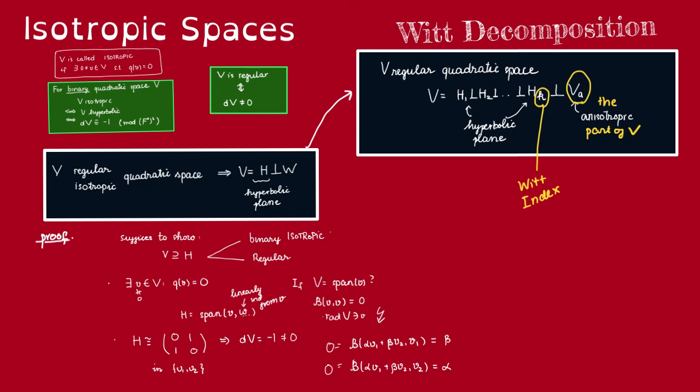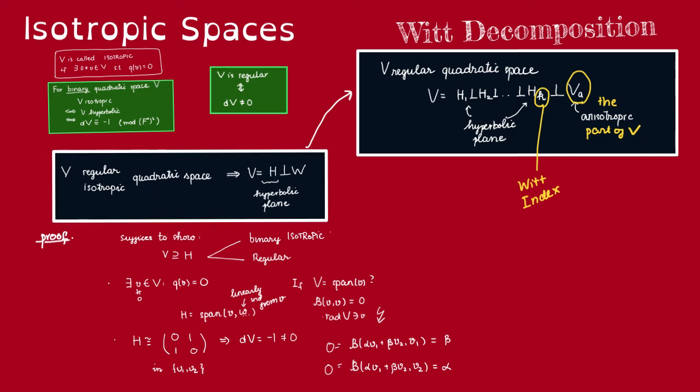And now since H is regular, we have an orthogonal decomposition of V into H direct sum with its orthogonal complement. Thus we have shown that every regular isotropic quadratic space can be decomposed in this way, and if we reapply this proposition to W, we'll get the Witt decomposition, that every regular quadratic space can be written as a direct sum of orthogonal hyperbolic planes and then an anisotropic part.